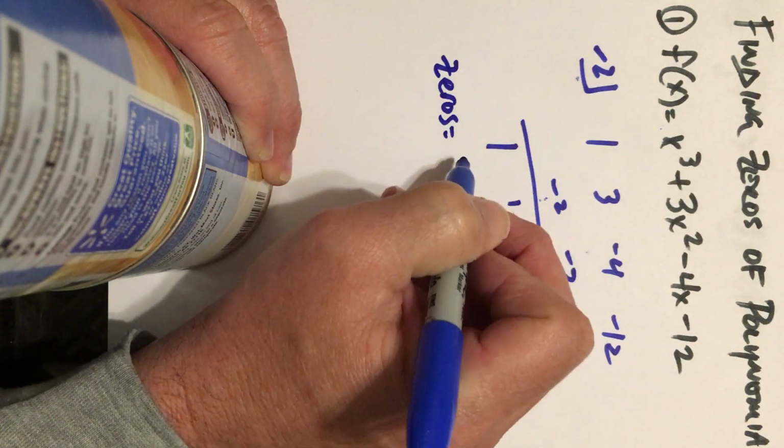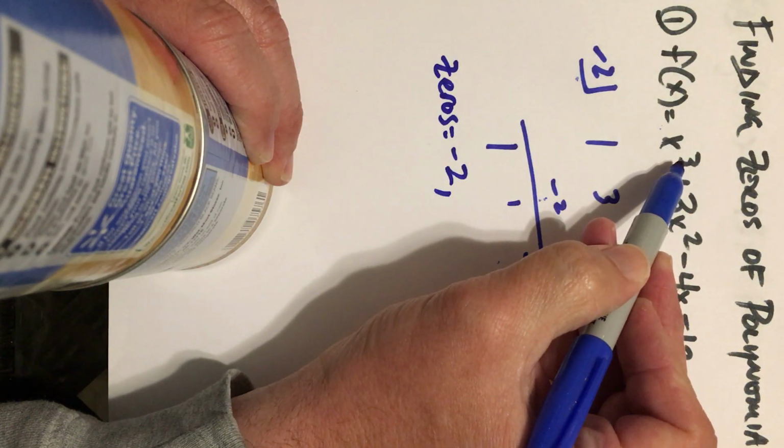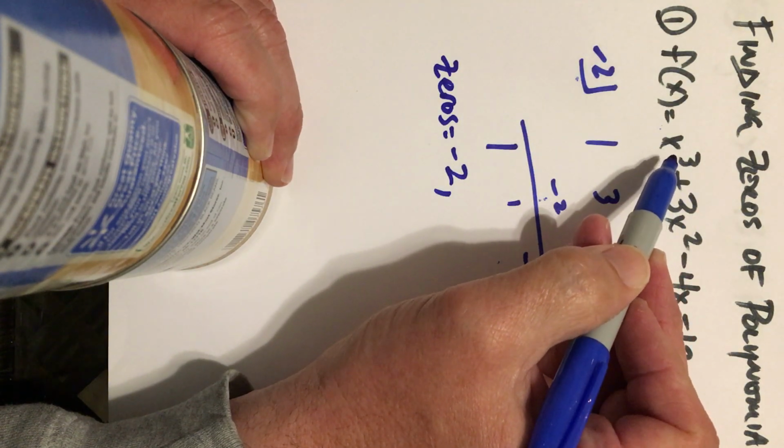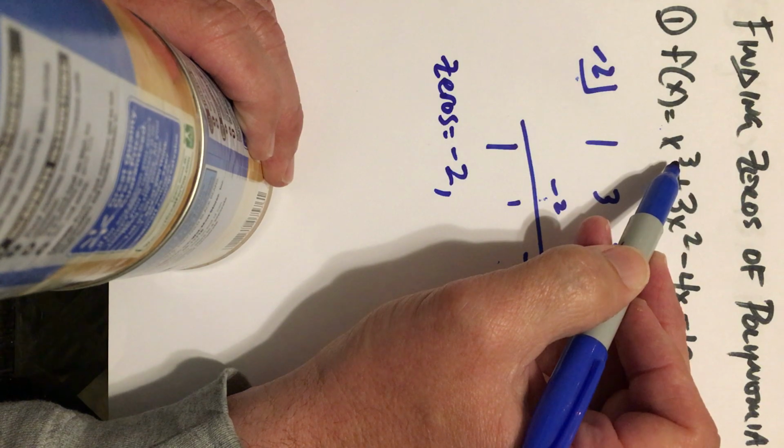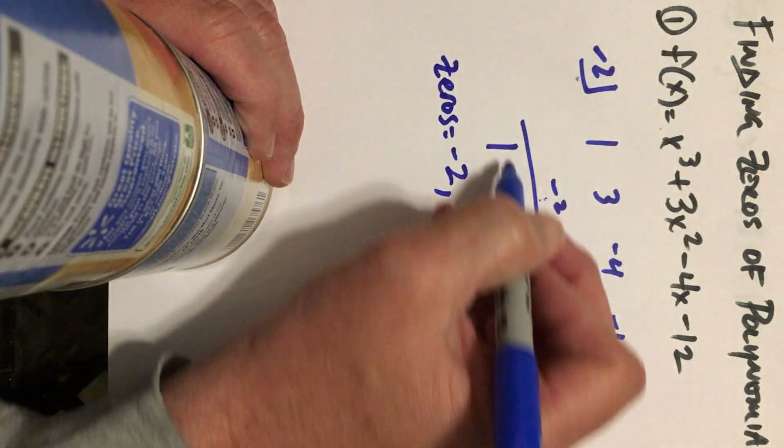So when they ask me for my zeros, I'm going to list them. One of them is -2. Now because the highest exponent is 3, I know I'm supposed to be able to find 3 zeros. So I've got to find 2 more. Where am I going to get those from? I'm going to get these from the answers.